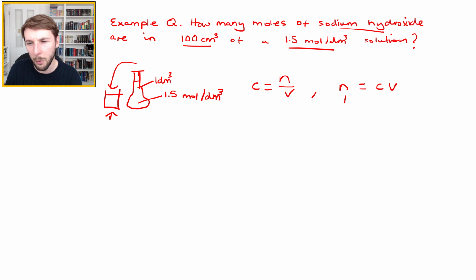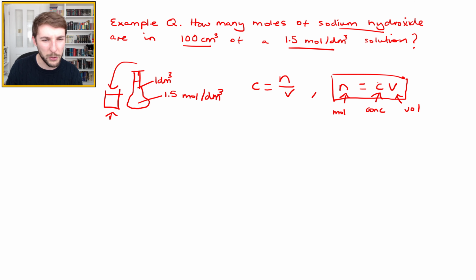In other words, the number of moles in a given volume of a given concentration is equal to its concentration multiplied by its volume. So that's the base equation that most chemists remember, n equals CV. Most trusty equation for A-level chemistry, really, probably the most important one other than mass equals Mr times moles.